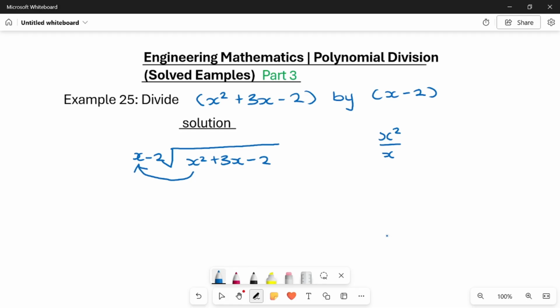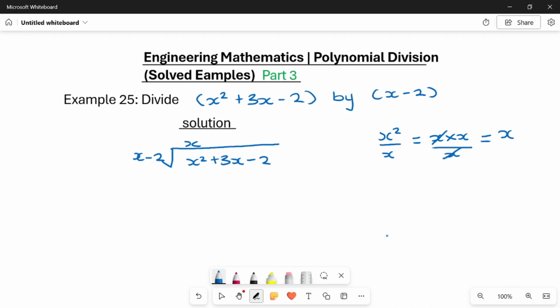So when you do that, you simply have x times x over x. You cancel out x and you will be left with x. Then you write it above. So now you have x here when you divide x squared by x. So next up, you use this x now to multiply everything here.